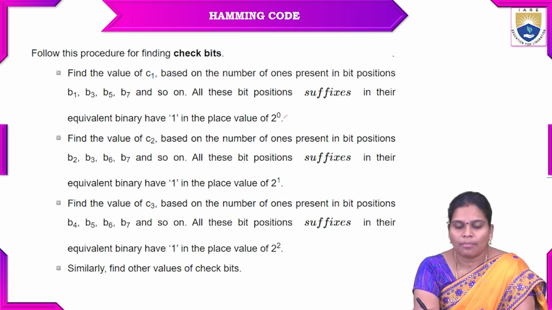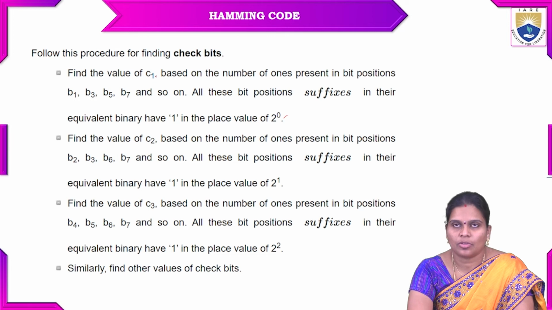So, finding the check bits. Before this, for error detecting, we were taking P1, P2, P3. Here, coming to the check bits, same as the parity bits. Now I want to find C1.